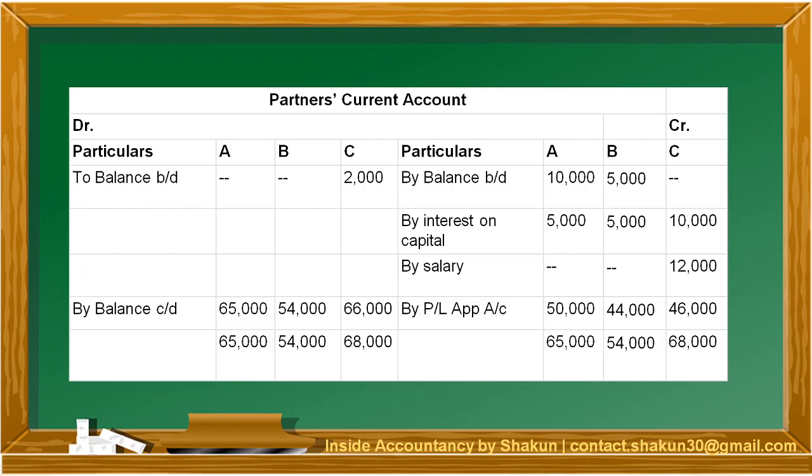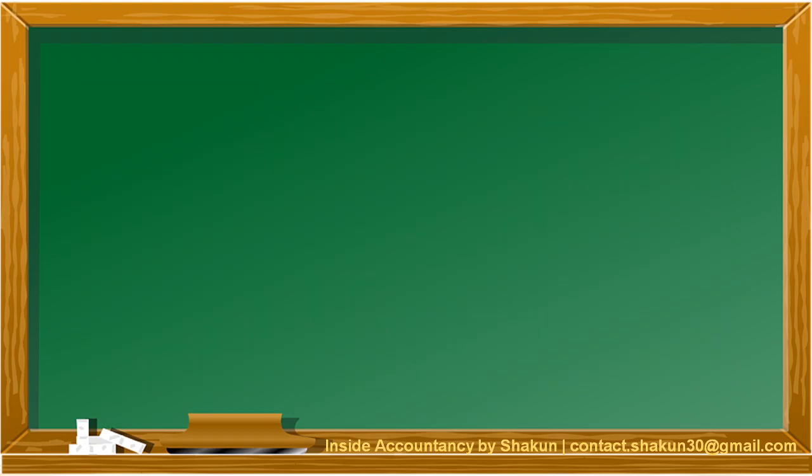So in this question, we were asked to make the profit and loss appropriation account and to pass the journal entry for the appropriation of profits. But I have shown you all the journal entries to make things clear, and I have also shown you the preparation of partner's capital and current account. I hope the concept is clear to everybody.